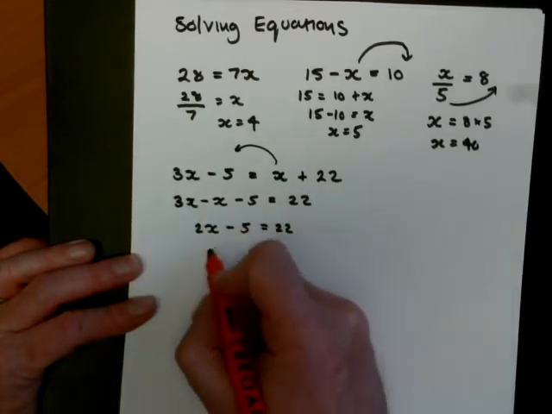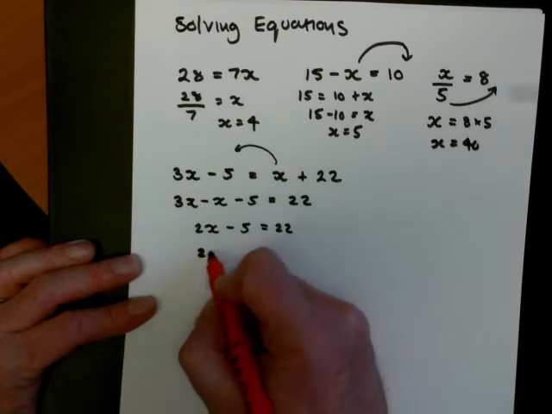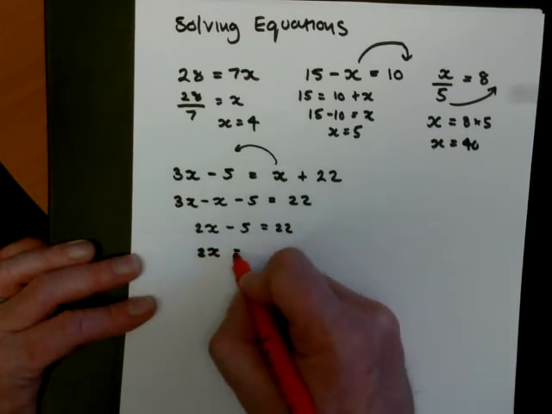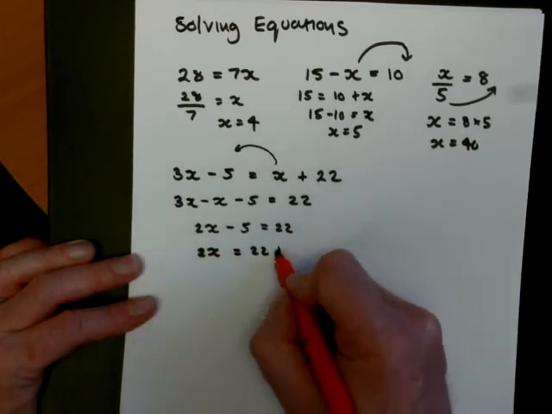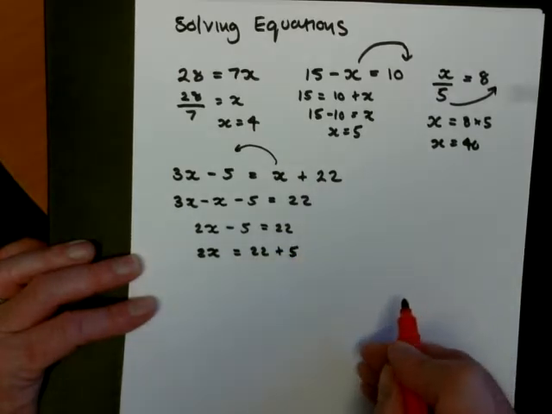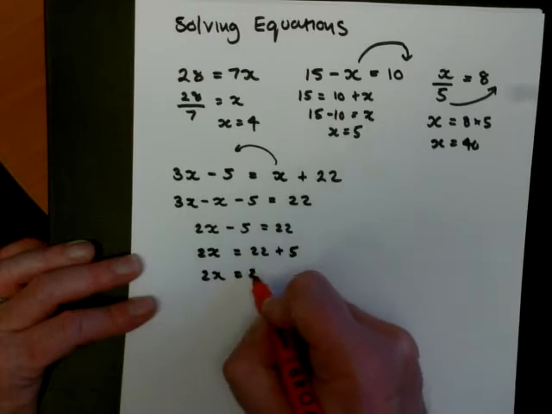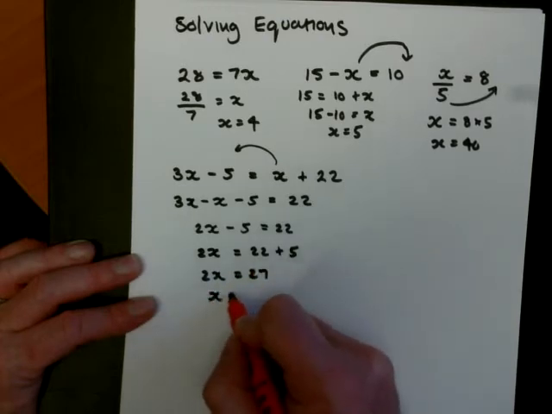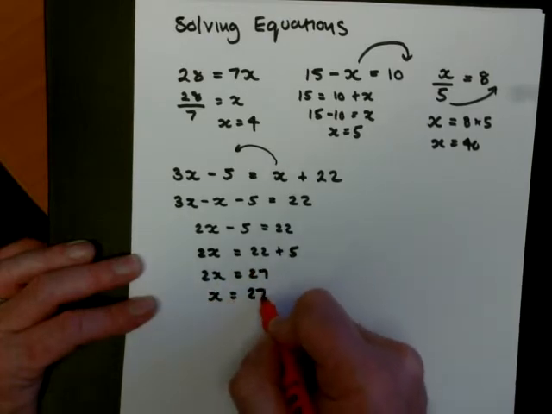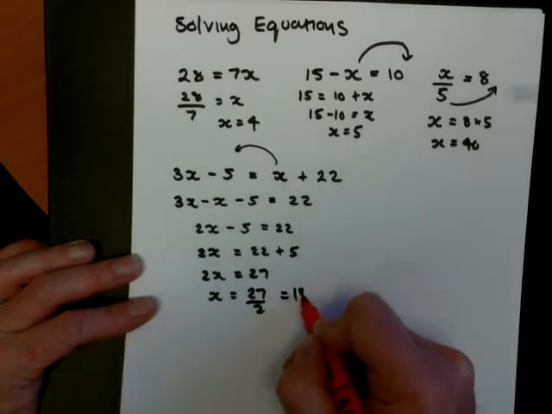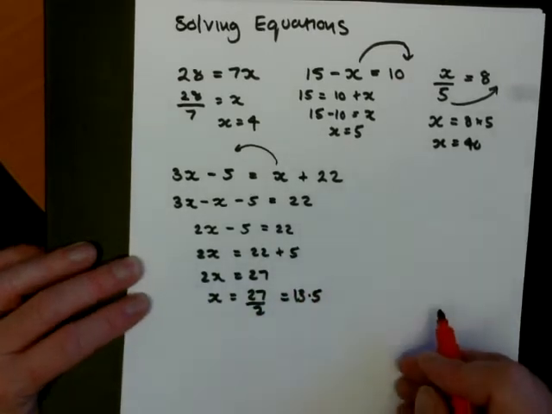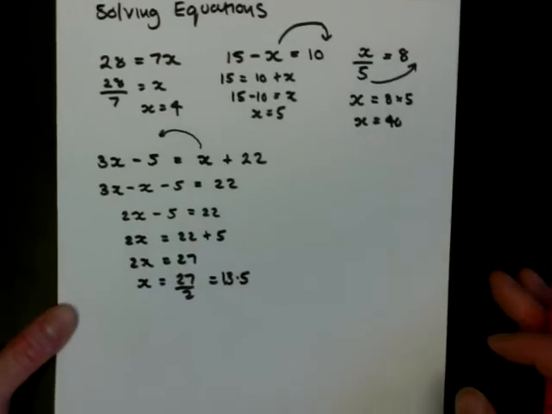Now the 5 can be moved to the other side, and we have 2x equals 22. It will do the opposite thing on the other side. It will become plus 5. So we've got 2x equals 22 plus 5, which is 27. And so x will equal half of 27, which is 13.5.